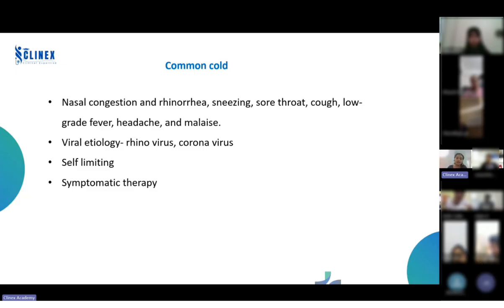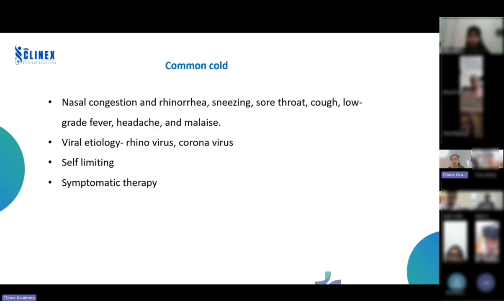Then it is usually self-limiting and symptomatic therapy is required. That means excess fluids and rest are the things you can suggest. No antibiotic treatment is required for common cold. So this is one of the important perspectives of your antimicrobial stewardship program. You need not prescribe antibiotics when a patient presents with symptoms of common cold. Keep that in mind.